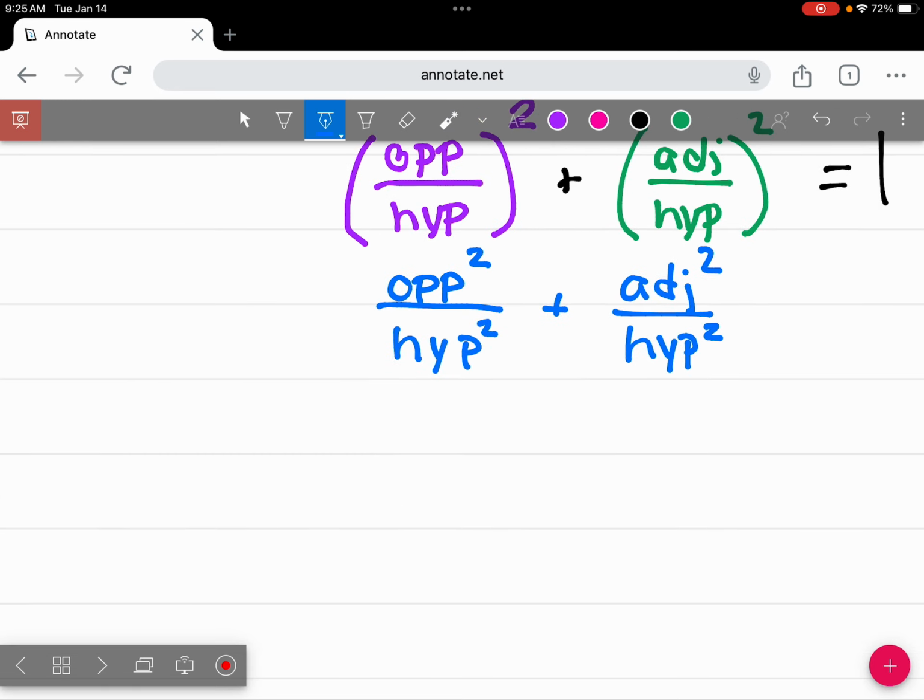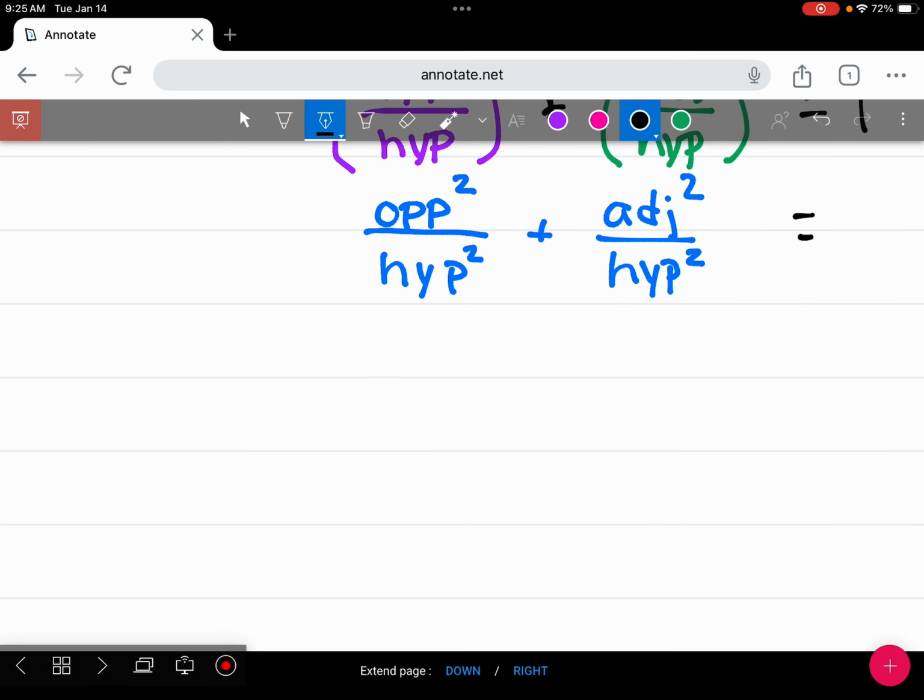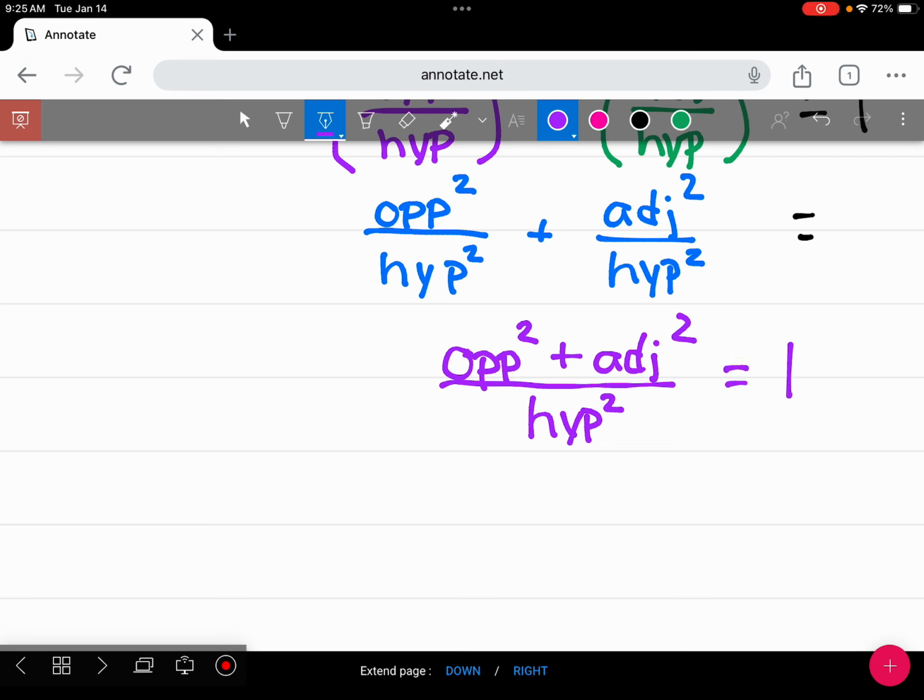And what do we notice here? What can I do? They have the common denominator, so I can add them together. So we can write this as opposite squared plus adjacent squared over our hypotenuse squared. And we have that currently set as equals to 1.